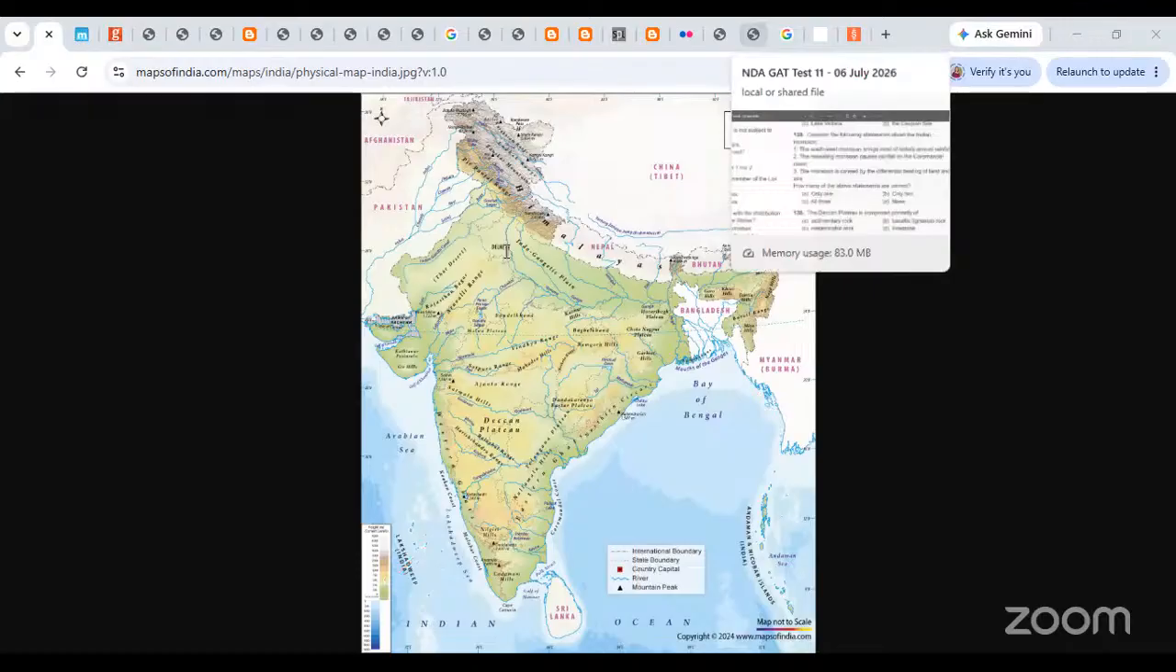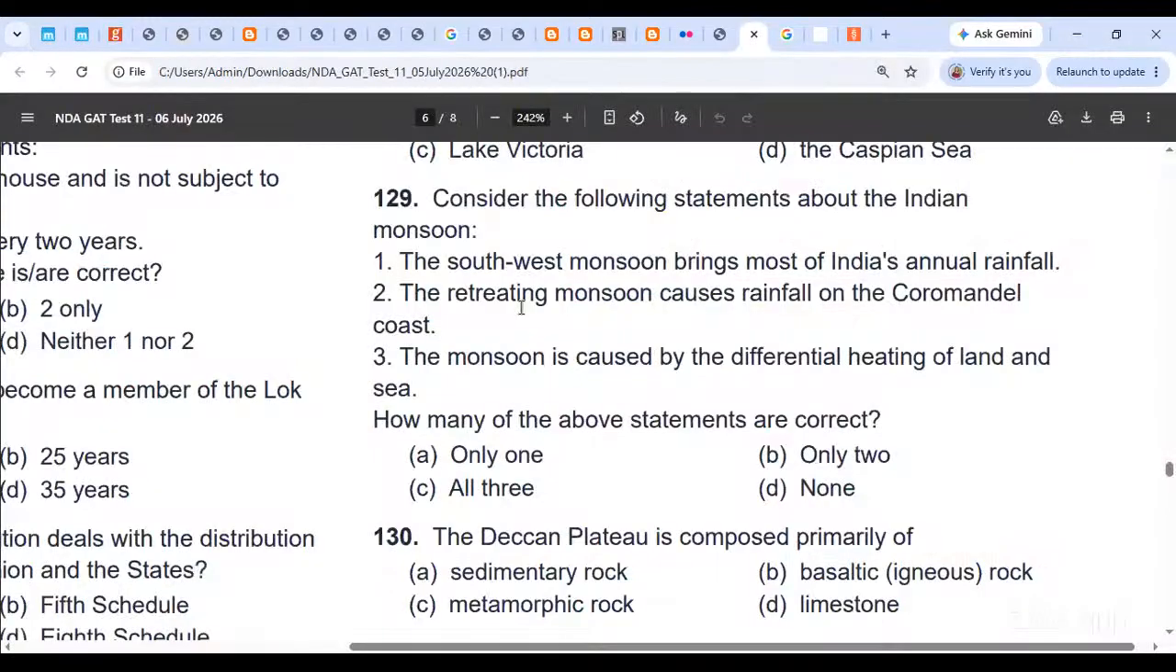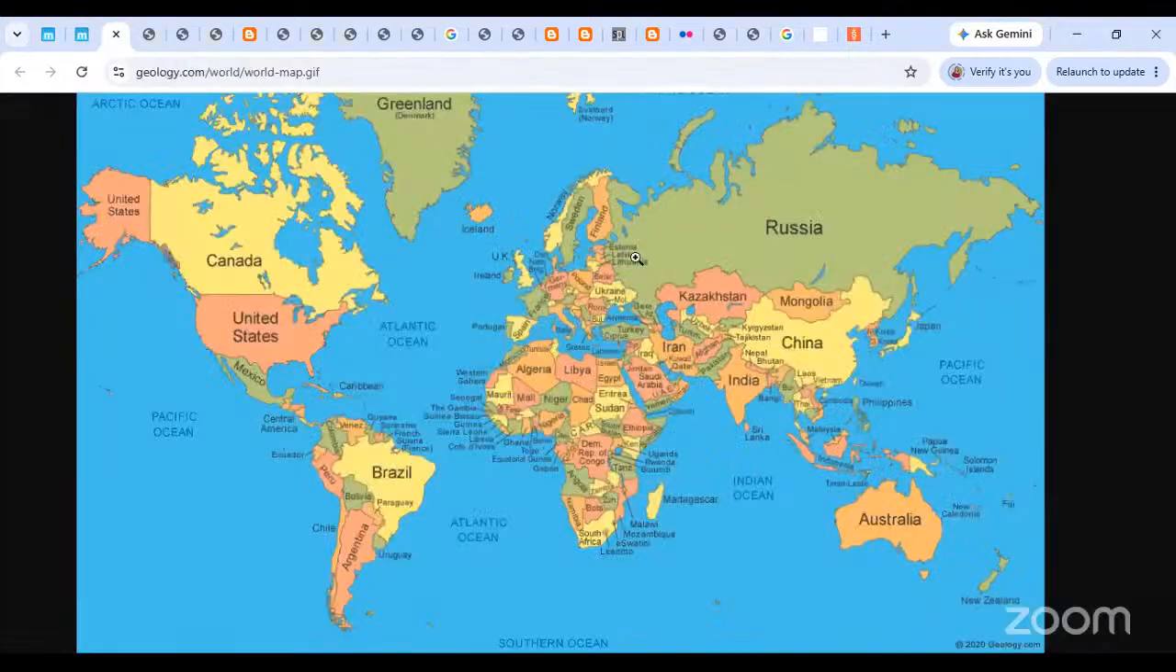Southwest monsoons. The retreating monsoon causes rainfall on the Coromandel coast. We just explained that, right? We say that the southwest monsoon brings most of India's annual rainfall, and the retreating monsoon causes rainfall on the Coromandel coast, which is the eastern coast of Tamil Nadu. And monsoon is caused by differential heating of land and sea. This is very important. Even at the beginning of the lecture, I told you that the ITCZ shifts, right? So yes, the differential heating of land and water happens.